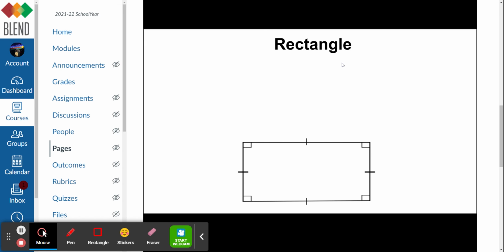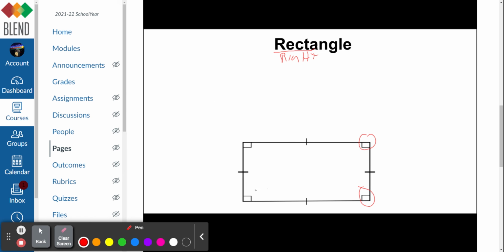Okay, so here's a rectangle. A rectangle is all the things that a square is, except for it does not have four congruent sides. So a rectangle is not a rhombus because it doesn't have four congruent sides. But a rectangle has four right angles. It's kind of in German, rect means right. So you're basically looking at right angles. Here's one right angle, two right angles, three right angles, four right angles. That's what it takes to make a rectangle is right angles. So it's in the name.